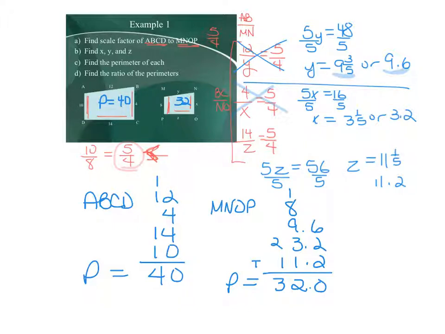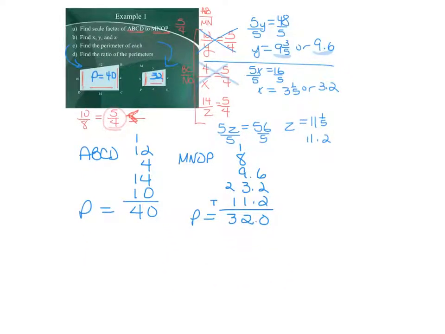So it first said for part C, find the perimeter of each. I've done that. Now it says to find the ratio of the perimeters. So again, ratio is a fraction, or with the colon, I'm going to write 40 over 32. What will that reduce to? 5 to 4.